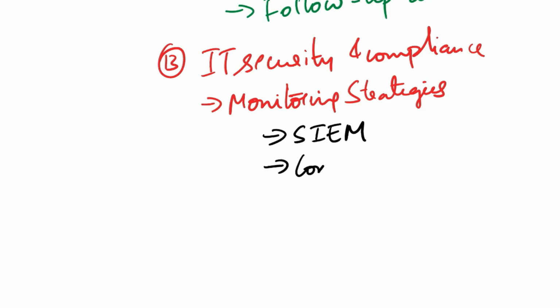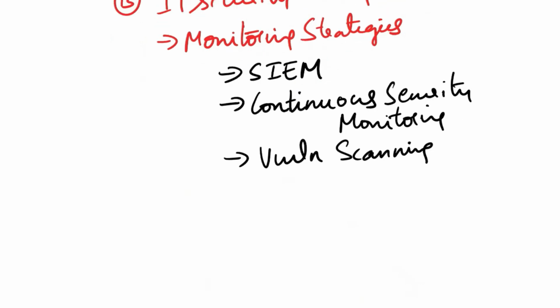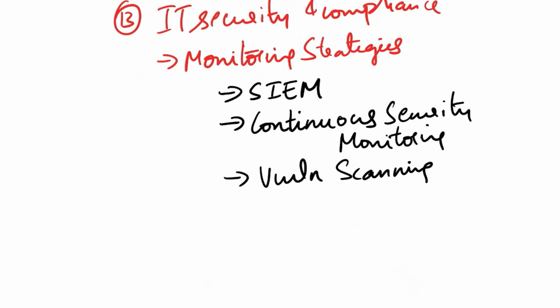Next, continuous security monitoring. Utilize continuous monitoring tools to detect and respond to security threats promptly. This involves monitoring network traffic, system logs, and endpoint activities for anomalous behavior. Next, vulnerability scanning. Regularly conduct vulnerability assessments to identify and remediate potential security weaknesses. This helps in proactively addressing issues before they can be exploited.